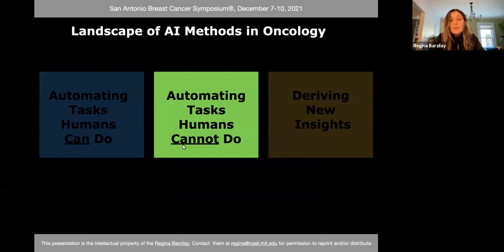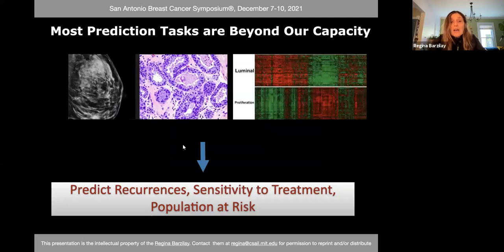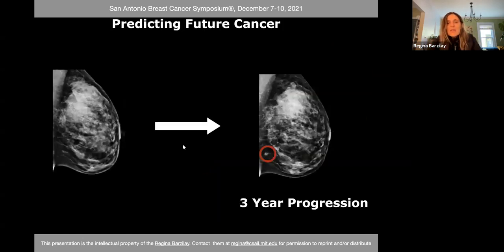But now I really want to talk about automating tasks that humans cannot do. Again, lots of tasks that we really care about are beyond our capacity to predict. Each one of the human clinicians, maybe you see 10,000 patients in real life, maybe 50,000, but a machine can be trained on millions of patients and images, and it can remember all this data that you're feeding into it. And the specific task that I want to talk about is predicting future breast cancer.